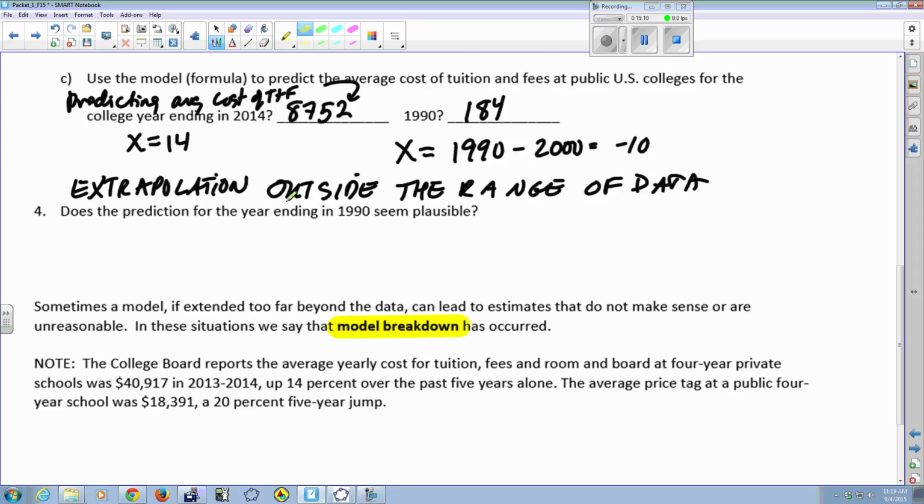Okay. So I've given you a note here about the average cost of tuition fees, room and board for private schools, and that was up 14% over 5 years. Okay. And the average price tag for 4 years schools, public, was a 20% jump. So these are becoming just increasingly more difficult for people to get an education and then not have enormous debt afterwards, which is changing decisions some people have to make in their life. So this is a huge concern, and it's politically a huge concern, but we won't go there right now.